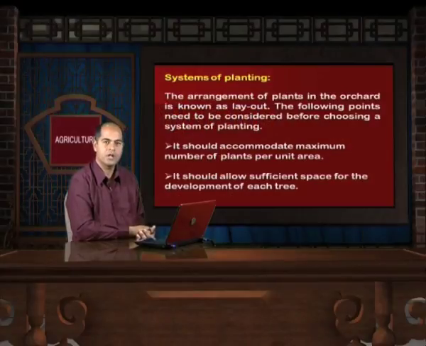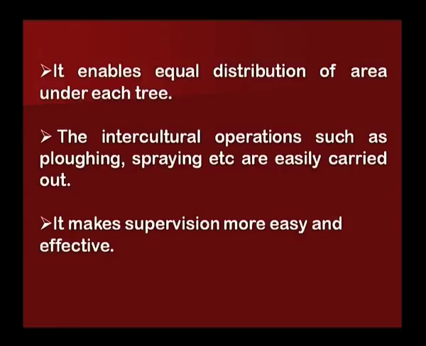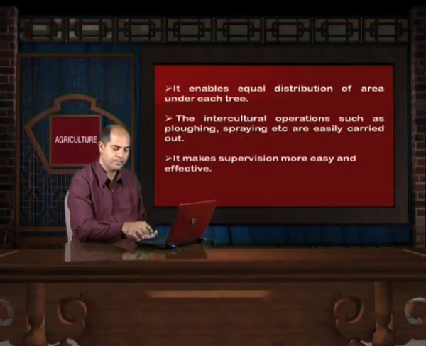Now we will be discussing various systems of planting. The arrangement of plants in the orchard is known as layout. The following points need to be considered before choosing a system of planting. It should accommodate maximum number of plants per unit area. It should allow sufficient space for the development of each tree. It enables equal distribution of area under each tree. The intercultural operations such as plowing, spraying, etc. are easily carried out. It makes supervision easy and effective.